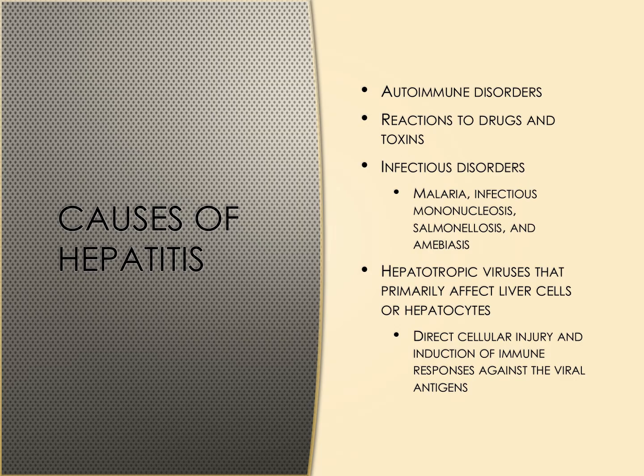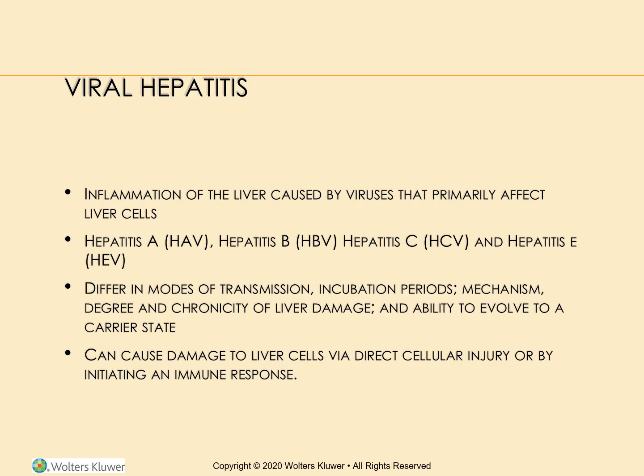Hepatotropic viruses that primarily affect liver cells, or hepatocytes, are also an important cause of hepatitis. So these are things like hepatitis A, B, C that we'll talk about. And these cause direct cellular injury as well as induction of immune responses against the viral antigens that directly injure our liver cells. So we're going to talk a little bit more about viral hepatitis.